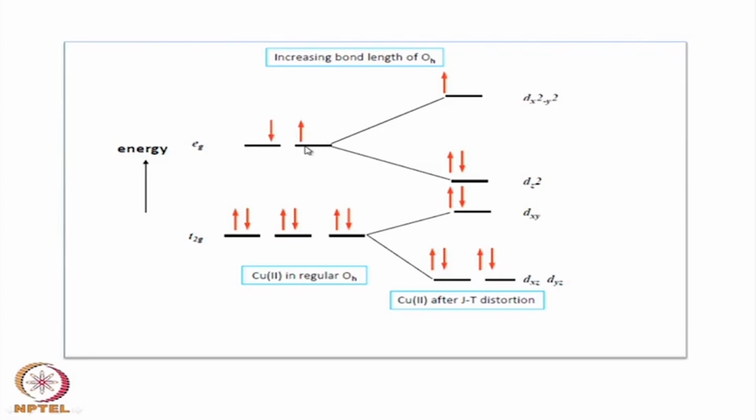So, when they are a doublet and degenerate, we do not know which one is dx square minus y square and which one is dz square, but after splitting we can clearly identify the corresponding number of electrons, since it is a situation where we have the elongation. So, increasing bond length of the octahedron, that means the corresponding distortion along the z axis. So, z components are stabilized, dz square would be stabilized and dxz and dyz are also stabilized. So, we have the single unpaired electron in dx square minus y square. So, that is the situation we have seen in case of Z out.